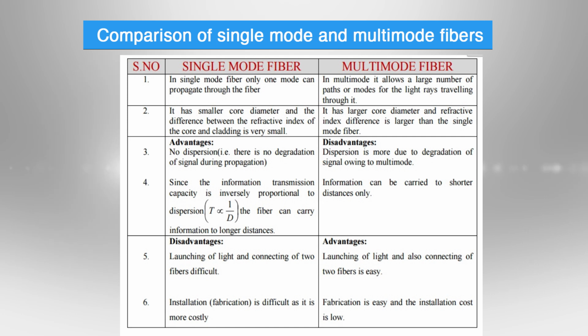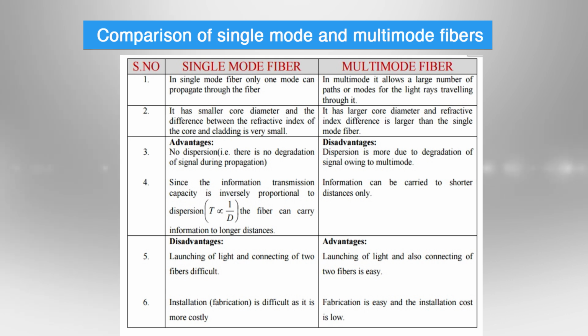Now let us make a comparison of single mode and multimode fibers on different parameters. The first parameter is core diameter. Single mode fibers are typically 8 to 10 micrometers, whereas multimode fibers are typically 50 to 62.5 micrometers.